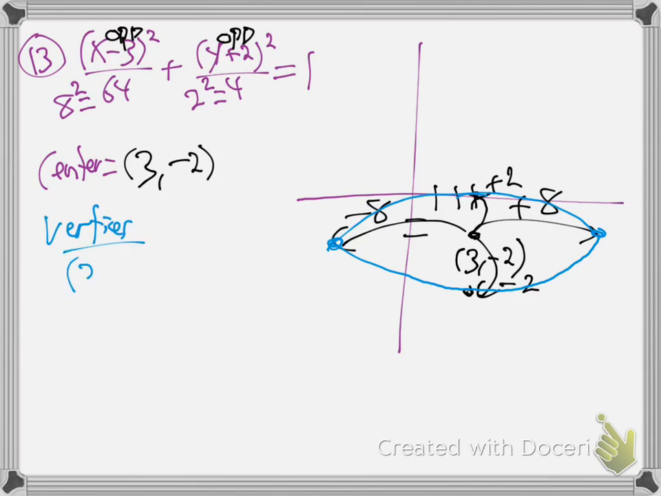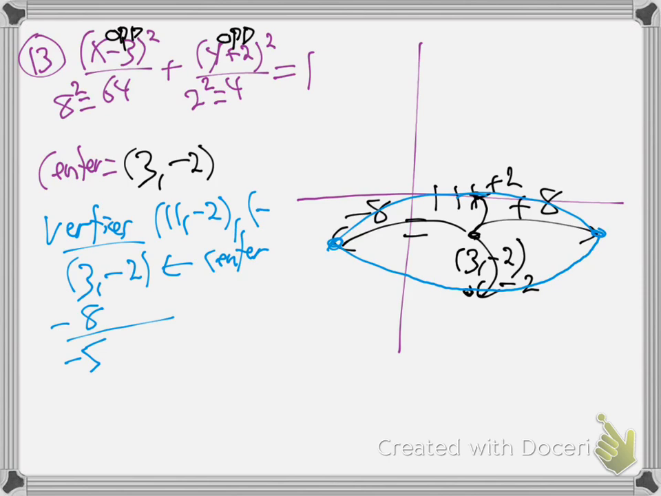So the vertices. How do we take the vertices? We take the center, 3, minus 2, and we add 8, and so we get 11, minus 2, and we subtract 8, and we get minus 5, minus 2. Good on that? Add 8, subtract 8. Again, this one's wider than it is tall. And then for the focus points, let's find those.